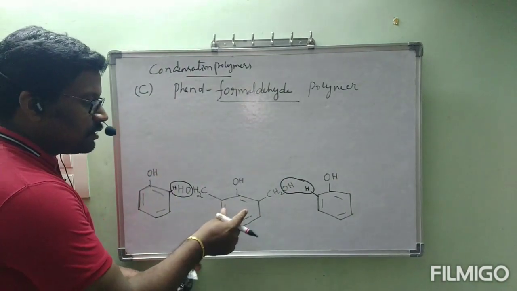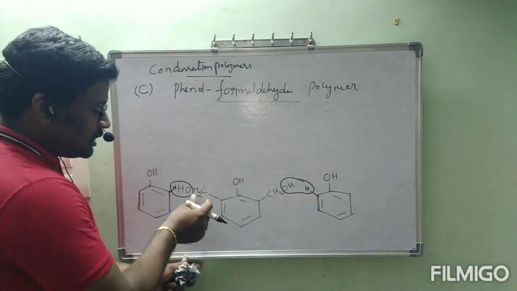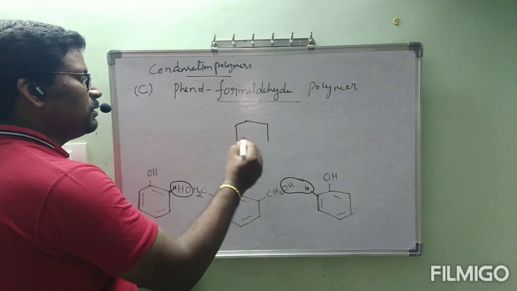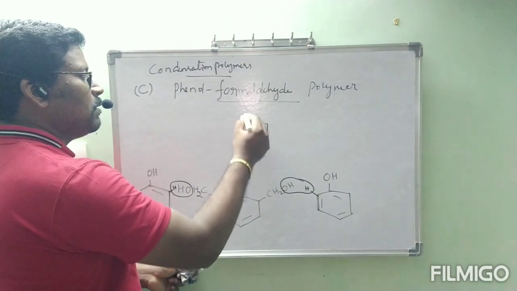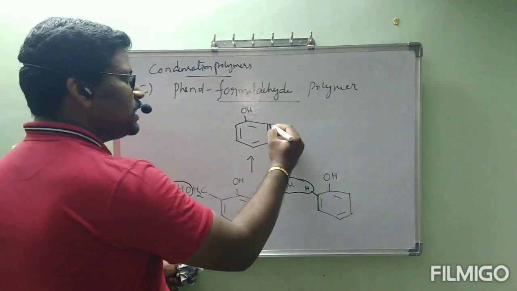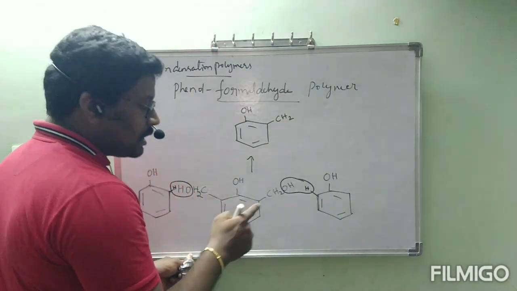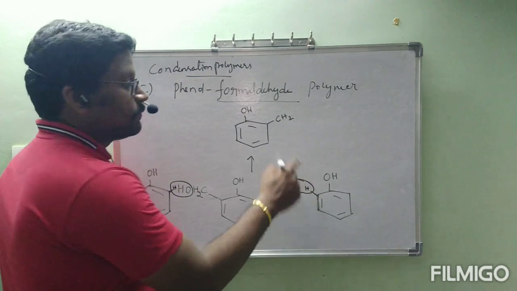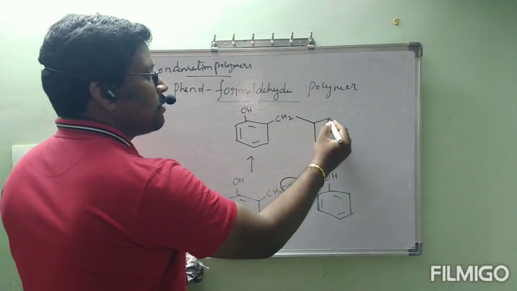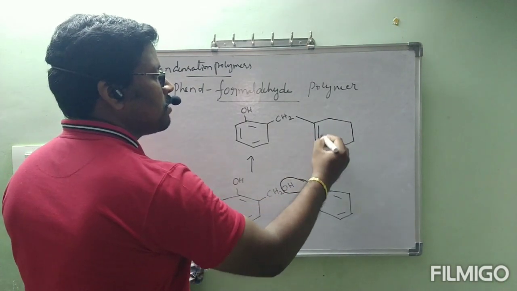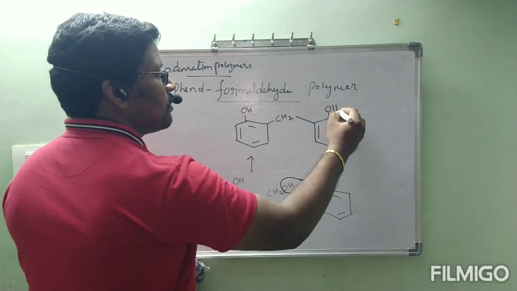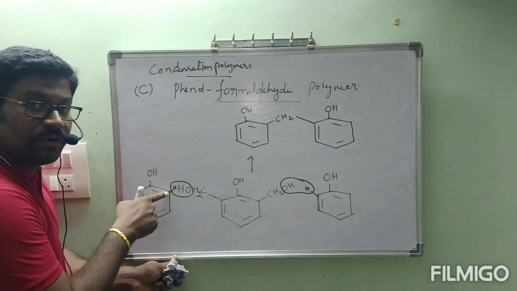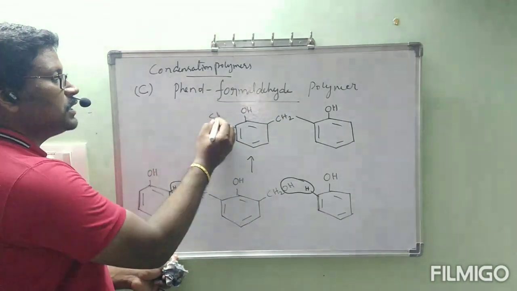See, phenol CH2OH, phenol CH2OH, phenol. Now it is formed as the middle phenol. This is bonded to CH2 only. Now this OH and H are removed, right? Then the CH2 is bonded to this carbon. In the same way, here OH and H are removed, and the CH2 and this carbon are bonded. Here we have CH2.